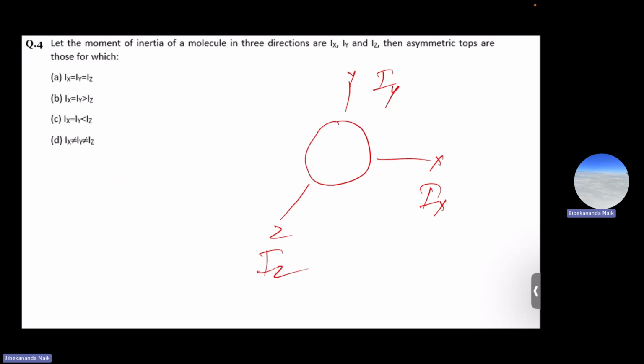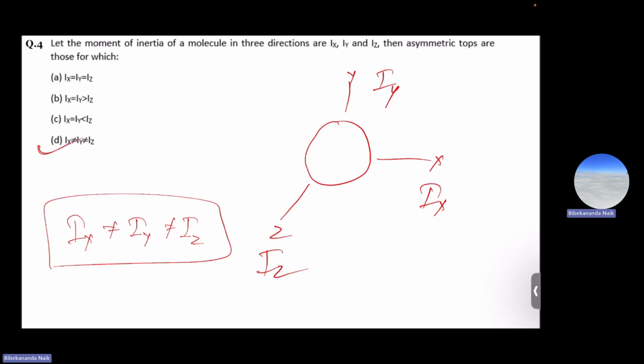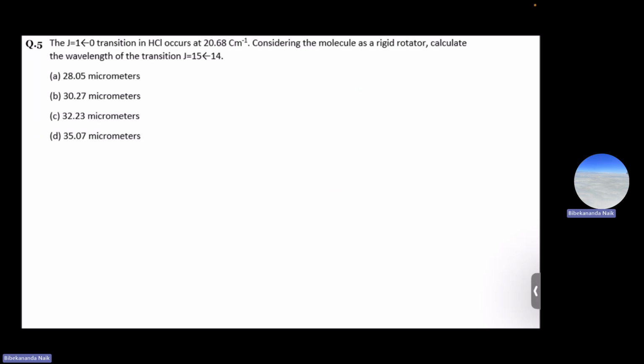So asymmetric tops are those molecules for which the principal moments of inertia are different in all directions, like Ix is not equal to Iy, which is not equal to Iz. Correct option is option D. Now to question number 5.